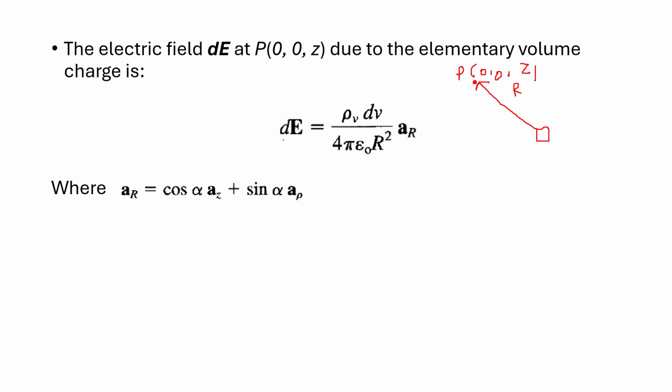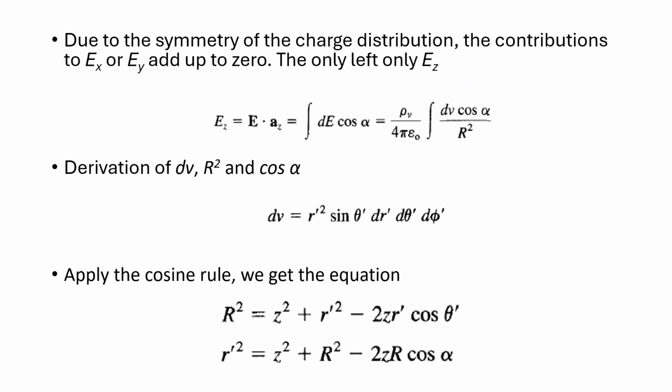Then AR can be expressed as the combination of cos alpha z vector plus sin alpha rho vector. Due to the symmetry of the charge distribution, the contributions to EX and EY add up to 0. The only one left is EZ, because EX and EY, let's say, are at the surface.